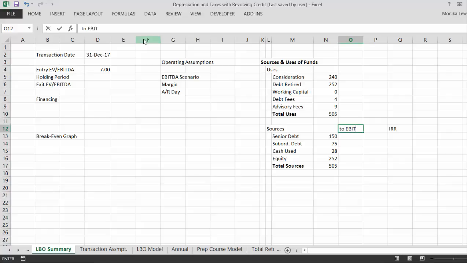Let's put to EBITDA. So this is going to be senior debt to EBITDA, subordinated debt to EBITDA, equity to EBITDA, and the total will be, is it really EV to EBITDA? I'm not sure. Okay, consideration. I think we should put some down here, some transaction multiples.